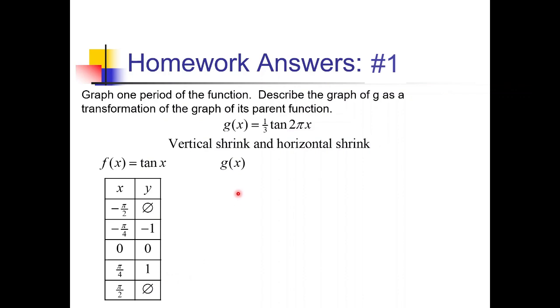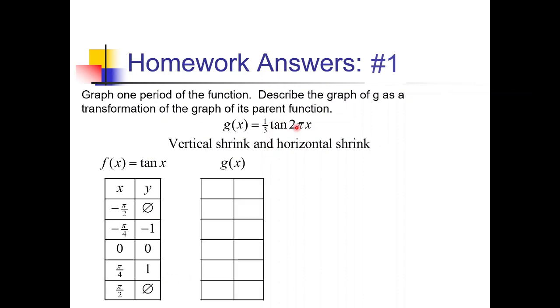And for the g function, since I have this 2 pi inside the function, for my x's I'm doing 1 over 2 pi times x, or x divided by 2 pi, either way. And then we have 1/3 times y for the y values because of that vertical shrink. So for the x's, we've got negative pi over 2 times 1 over 2 pi. The pi's are canceling, and we just have basically negative 1/2 times 1/2, which is negative 1/4. And now down here, negative pi over 4 is going to turn into a negative 1/8.